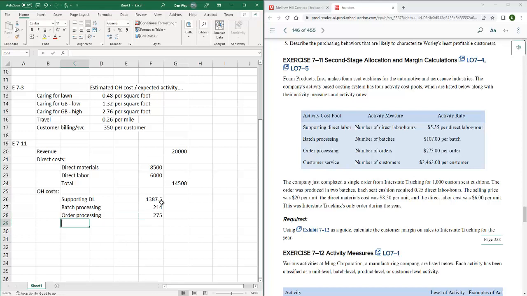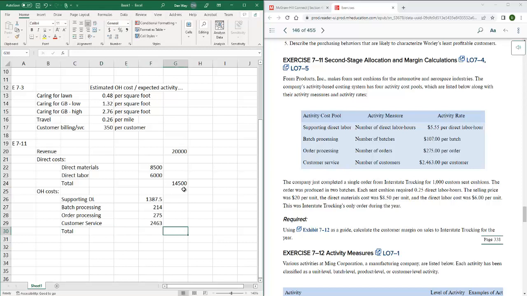275 total. And then we had some customer service costs, all the costs associated with us keeping them as a customer, keeping them happy. This was $2,463 per customer. That's the activity rate. And again, just to be explicit, times one customer. Interstate Trucking is one customer. So there's our customer service costs.